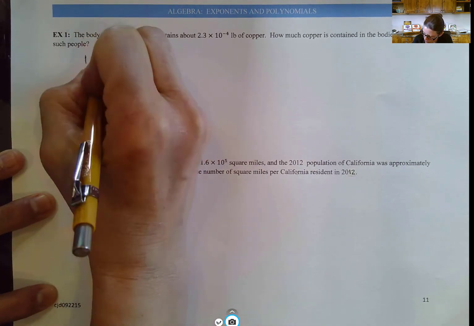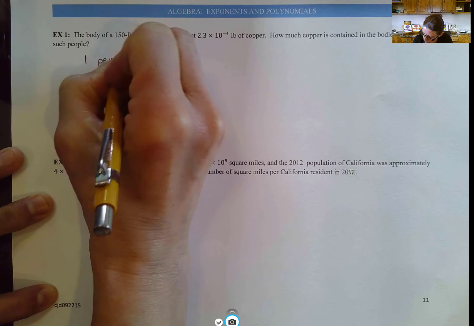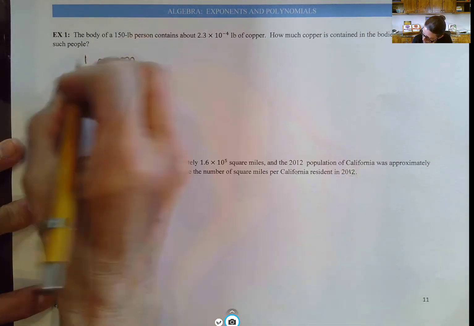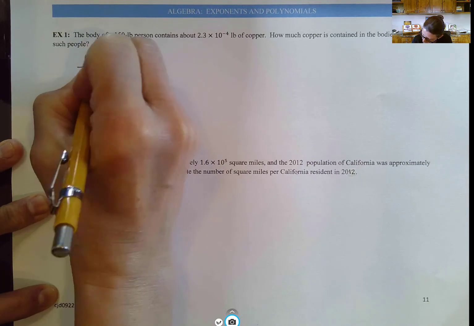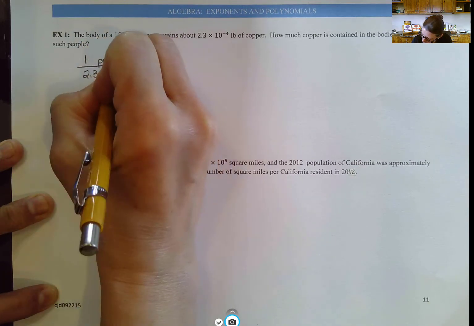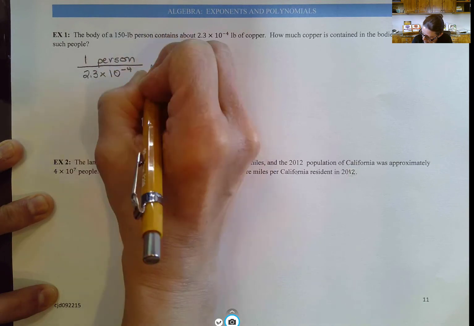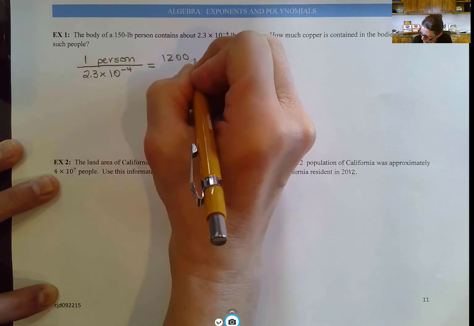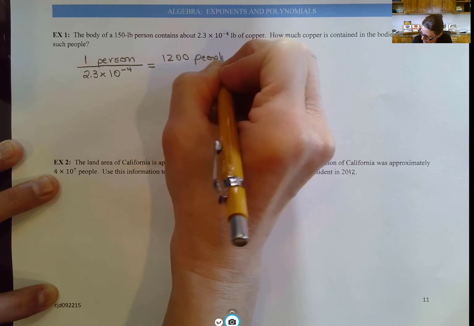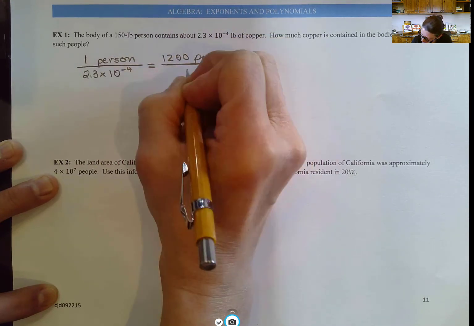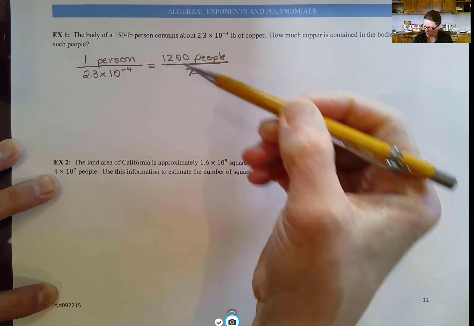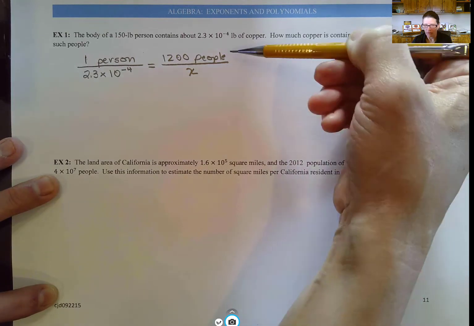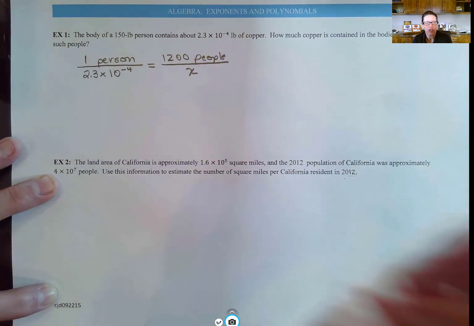So one person of this size, their body contained 2.3 times 10 to the negative fourth pounds of copper. And so 1,200 such people would contain how much copper? So one person to 2.3 times 10 to the negative fourth is equal to 1,200 persons to how much copper?